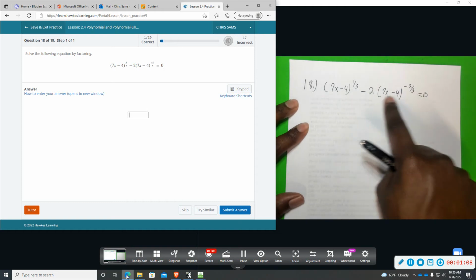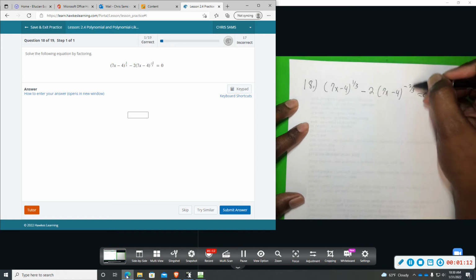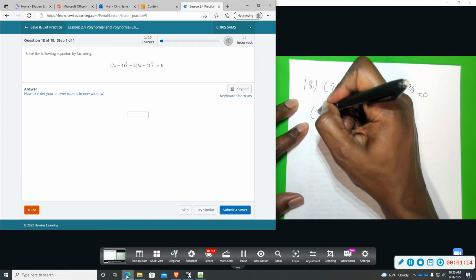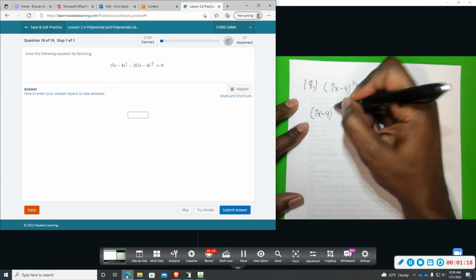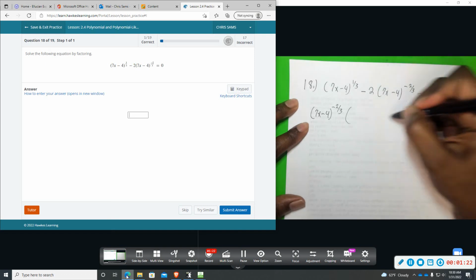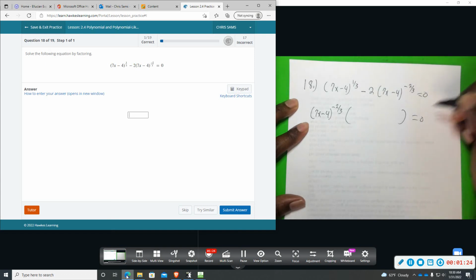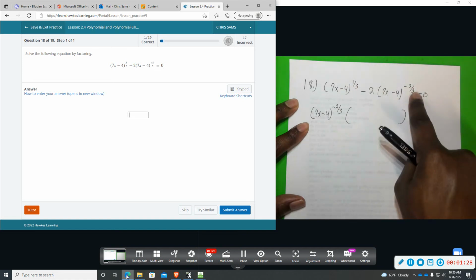So I'm going to factor this guy out: (7x - 4) to the negative 2/3. And then in parentheses, what do we have left? So we're just subtracting this. So 1 minus negative 2 gives you 3.